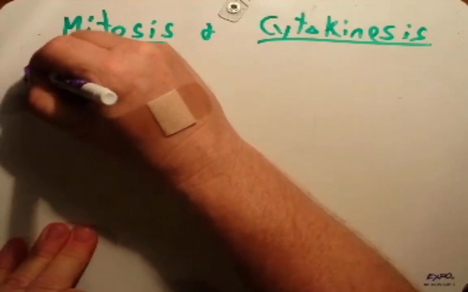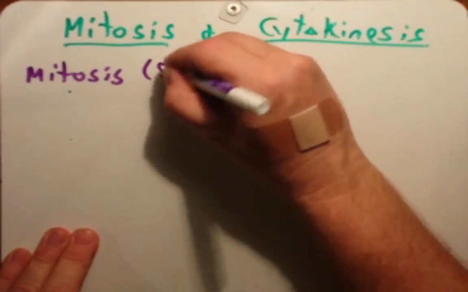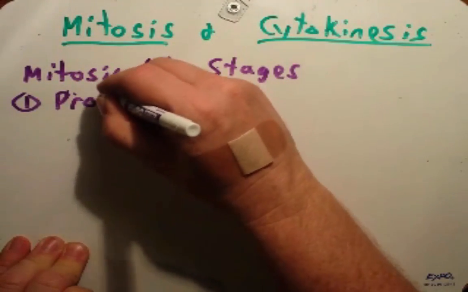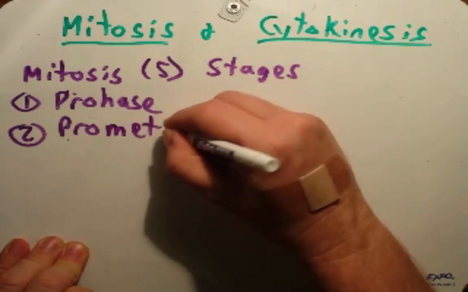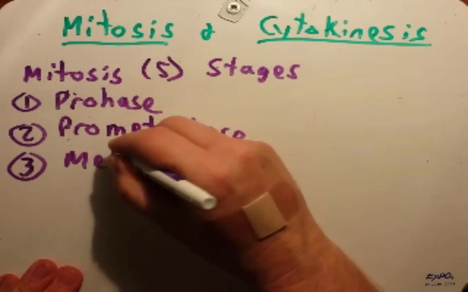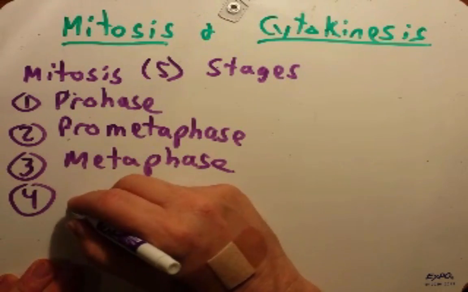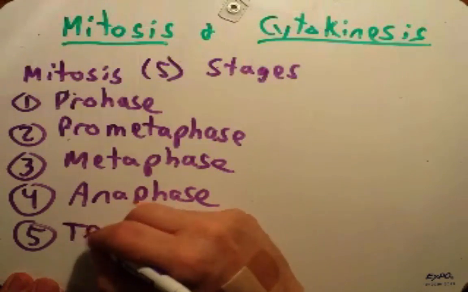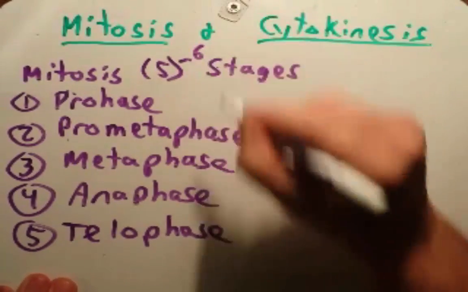And mitosis consists of 5 stages. The first one is prophase. The next one is prometaphase. The third one is metaphase. The fourth is anaphase. And the last is telophase. Now I probably should have said 5 and maybe 6 stages.